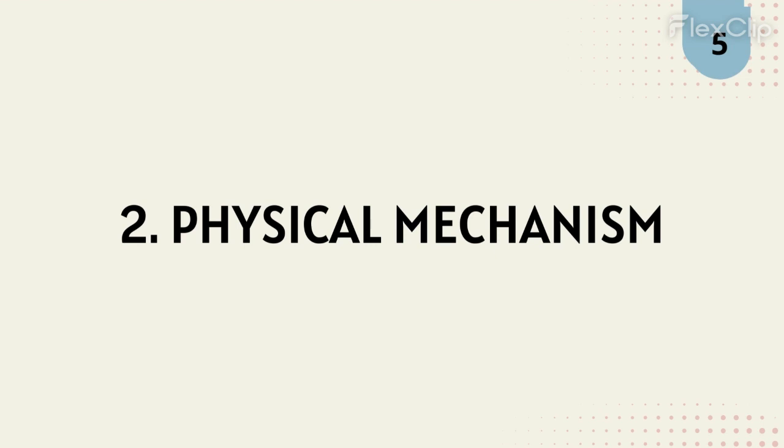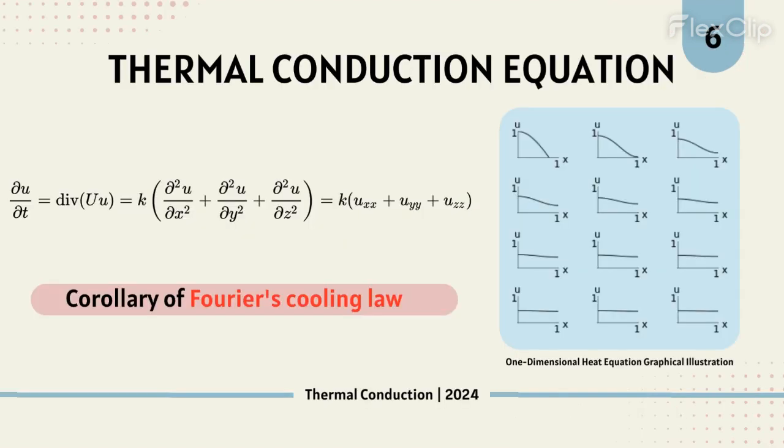Next, physical mechanism. The following formula is the thermal conduction equation. The physical mechanism of thermal conduction involves the transfer of kinetic energy between particles. When a part of a material is heated, its particles gain energy and vibrate more vigorously, subsequently transferring energy to adjacent, less energetic particles, creating a flow of heat. The process of thermal conduction can be described using Fourier's law of heat conduction, leading to the heat equation.